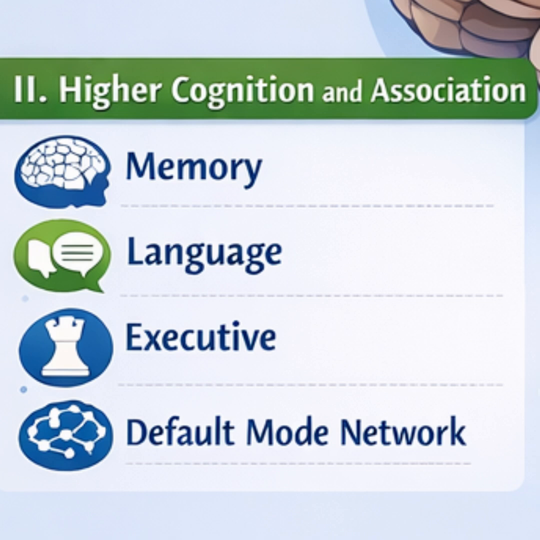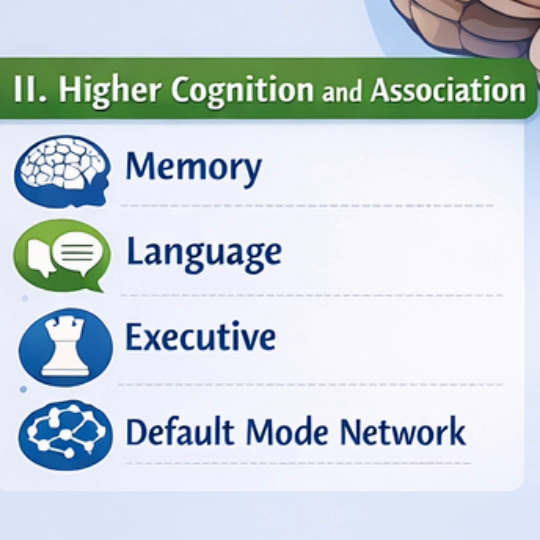Language relies on distributed parasylvian networks. Broca area supports production and syntax. Wernicke area supports comprehension. The arcuate fasciculus connects them. But real language involves bilateral and subcortical contributions. Executive function sits largely in prefrontal cortex. Planning, inhibition, set shifting, abstraction. Damage here produces impulsivity, apathy, or dysexecutive syndrome.